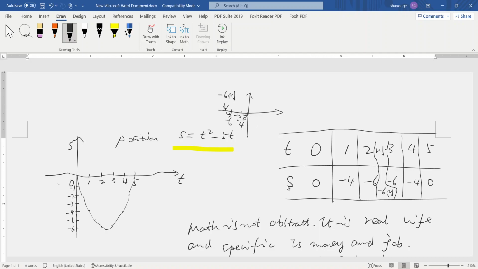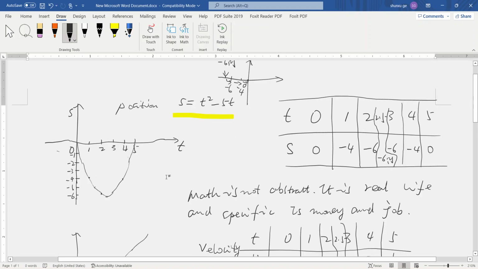But s is a vector. Vector means something that has magnitude and meanwhile has direction. So they have negative 4, negative 6, or something. This is a vector. How about for scalar? Scalar means something with no direction, only magnitude.